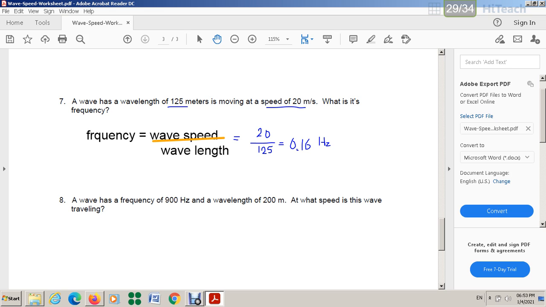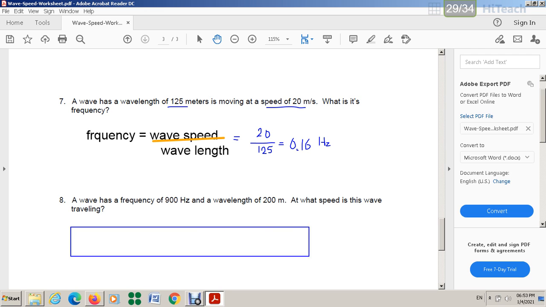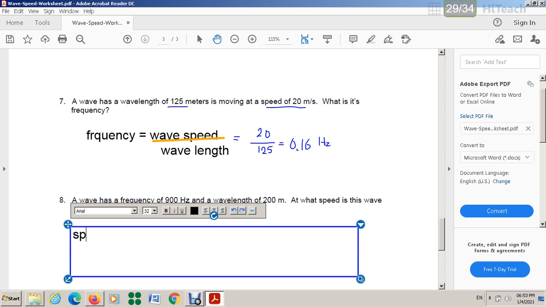Let's continue now to solve question 8. A wave has a frequency. Here the frequency is given, which is 900 hertz, and the wavelength, which is 200 meter. What is the speed? How to find the speed for this one? Here, wave speed: if you have the wavelength and the frequency, then speed equals frequency times wavelength.